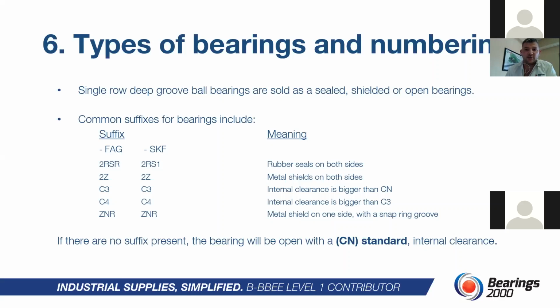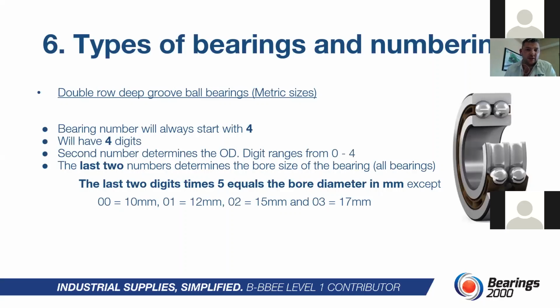Okay, next up, we're going to have a look at the double row deep groove ball bearings. So the number will start with a 4. It will have 4 digits. Again, the second number will determine the outside diameter. And like I said, with all bearings, the last 2 numbers determine the bore size.